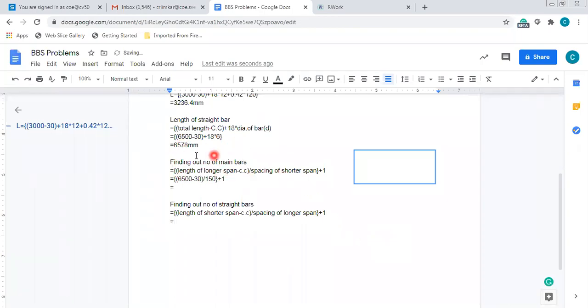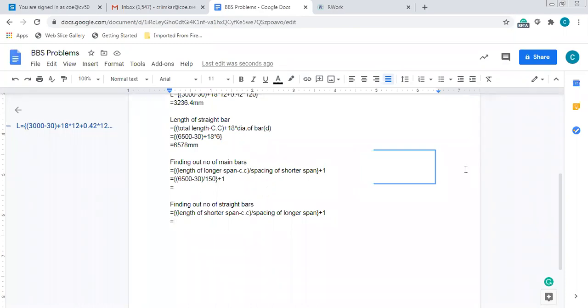Tell me the answer, that is the number of main bars. You just put the values and tell me the answer. How many number of main bars are there and how many number of straight bars are there? Just give me the answer. Do the calculations, very simple one. What is the number of main bars? Anyone, please?